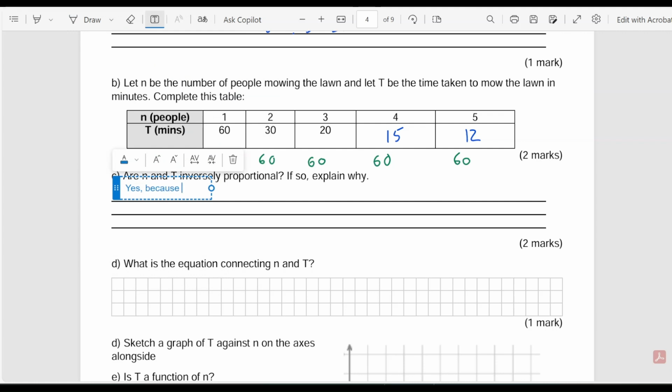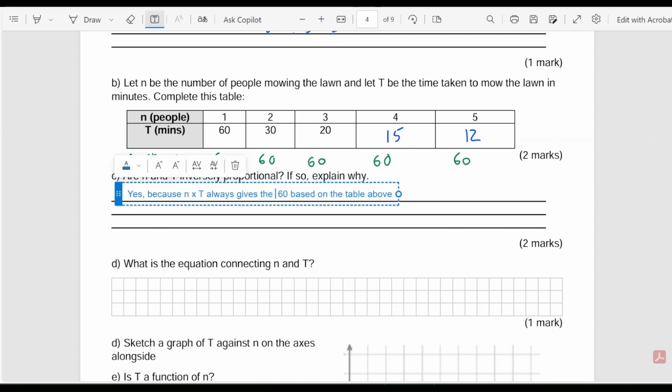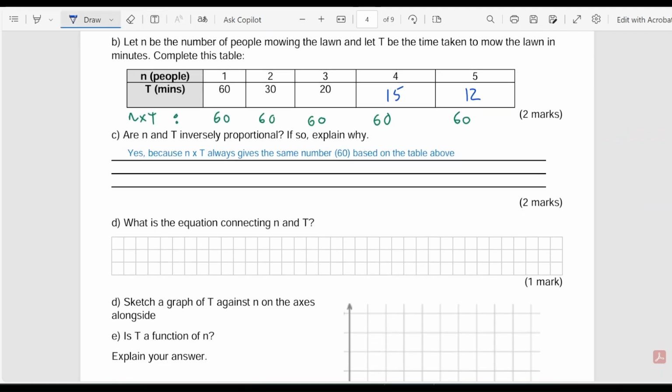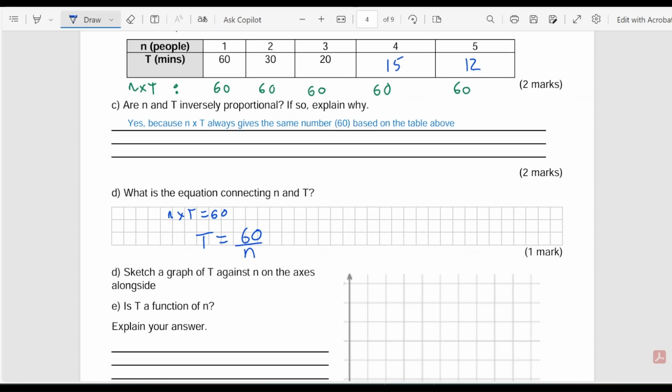And that is because n times t always gives 60 based on the table above. So the point is it always gives a consistent number, which is 60. Now, if you have something being inversely proportional, you can get the equation quite easily. So pretty much, what we learned was n times t is 60, but usually we want it as t equals. So t can be 60 over n. And that makes sense because the time was 60 split into the n different people.